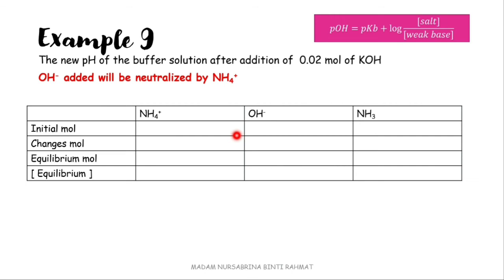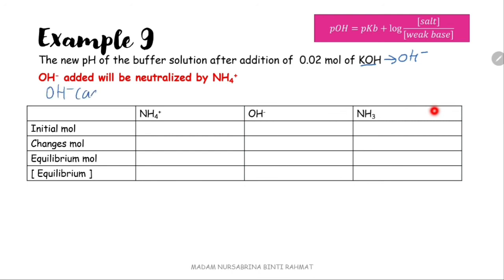Okay, let's now try to calculate the new pH of the buffer solution after addition of 0.02 moles of KOH. So KOH is your strong base. According to the Arrhenius equation, it has OH in the formula, so it's a strong base. So it will provide you with OH negative. Therefore, this OH negative will be neutralized by the conjugate acid that is present.